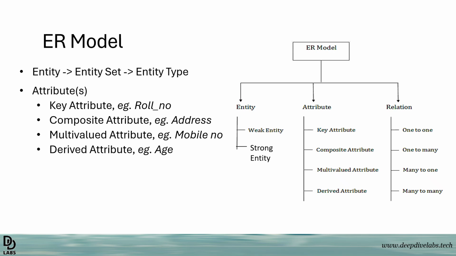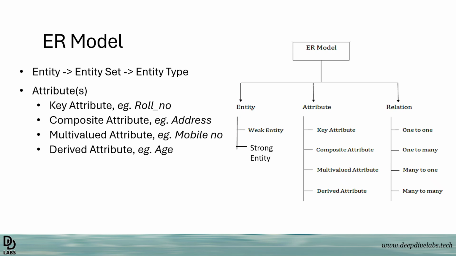So there is the key attribute. A key is an attribute which helps us to uniquely identify a particular row in a data table, right? For example, in a student table, you can have roll number as a key attribute. There are composite attributes, for example, address. Address can be made of street name, the city, the country of the student, etc. So an attribute that can be split into multiple different attributes is a composite attribute.